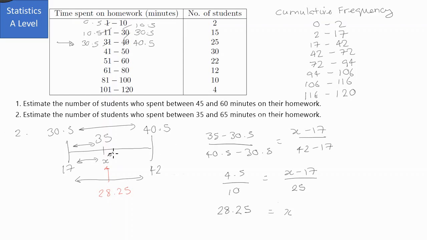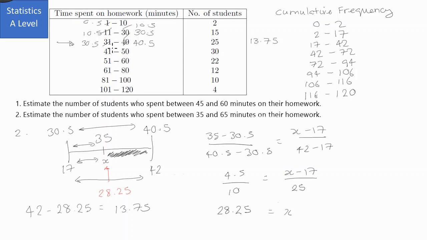So we're looking for this section here. So we want to know how many is between 42 and 28.25. So to do that, we just do 42 subtract 28.25, and the answer to that is 13.75. So there's 13.75 students who are over 35 minutes in this group. So what I'm going to do is just write that down, make a note of that, 13.75 for this group.